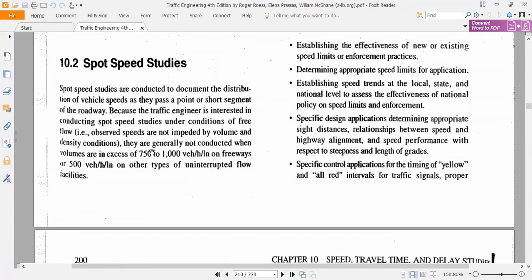They are generally not conducted when volume is in excess of 1,000 vehicles per hour per lane. That means if, for example, the number of vehicles is greater than 1000 per hour per lane, then you should not conduct the spot speed study, because at that volume a congested condition is there, traffic density is increasing, and the conditions are not those of free flow.